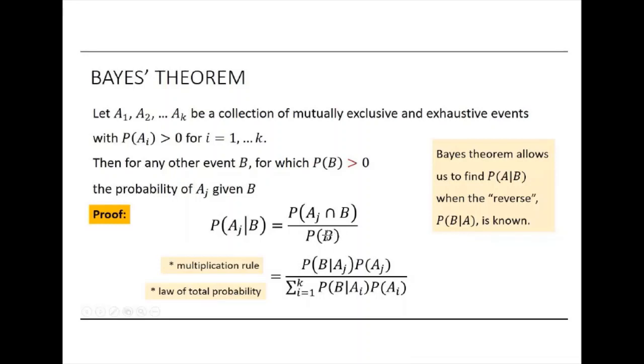So you can see in Bayes' theorem it's a conditional probability. B has occurred and we are going to obtain the probability of one of these parts in the sample space, for example Aj. By using the definition of conditional probability and substituting the multiplication rule and the law of total probability, we can obtain the formula for Bayes' theorem.